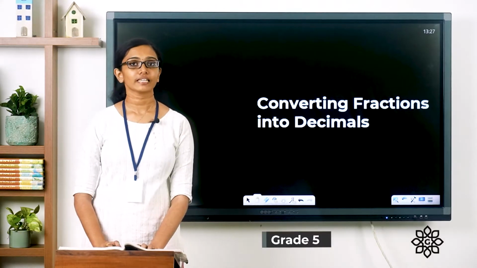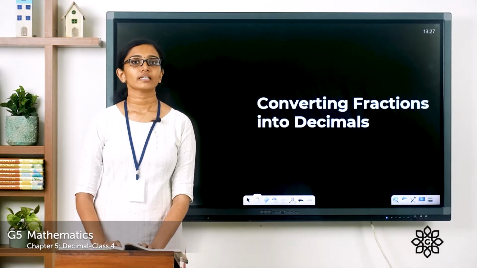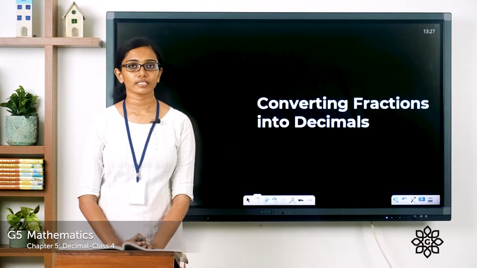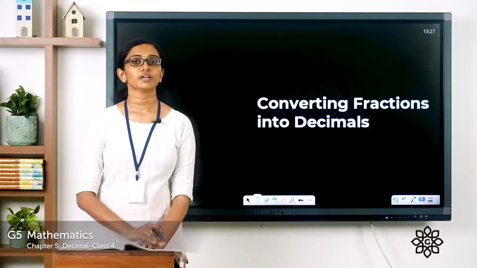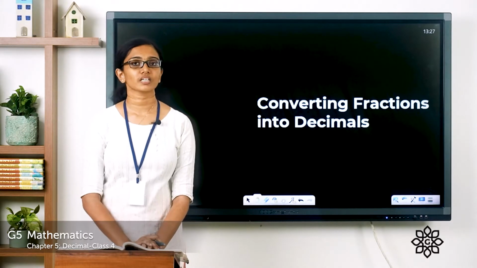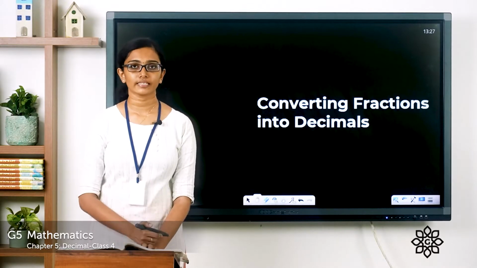So we have been learning about decimal numbers and fractions. Today, let's learn how we can convert a fraction into a decimal and a decimal into a fraction. Let's see the conversion of fractions into decimals first. So for this, there are two cases.